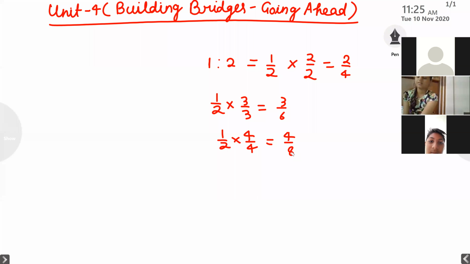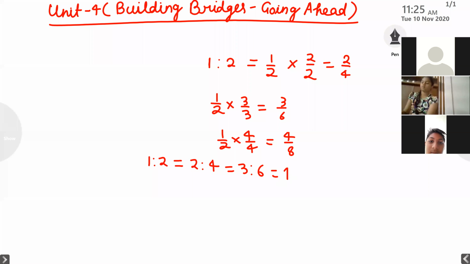Now we can say 1 is to 2 is equal to 2 is to 4 is equal to 3 is to 6 is equal to 4 is to 8. Means all whatever ratios we just got, all ratios are equal. Firstly, whatever ratio they have given, we want to convert into fraction form. Again, same number we can multiply or divide into numerator and denominator. Then again, fraction we have to convert into ratio, that is called equivalent ratios.